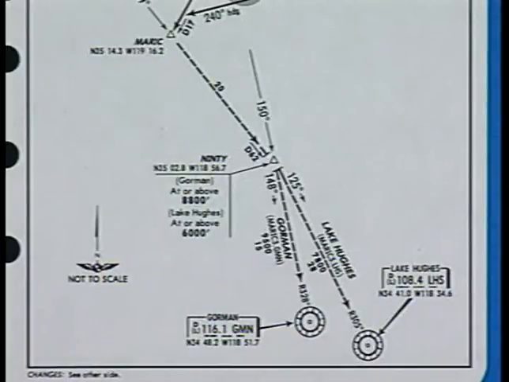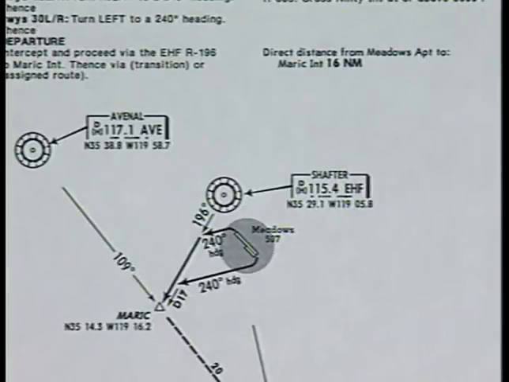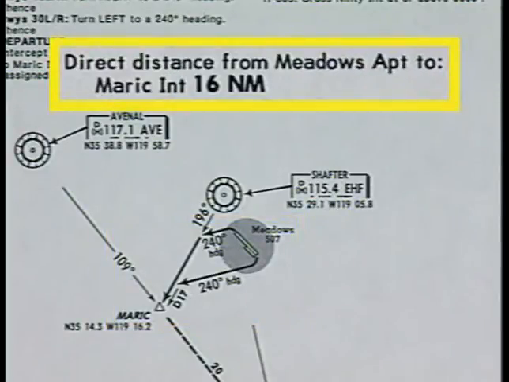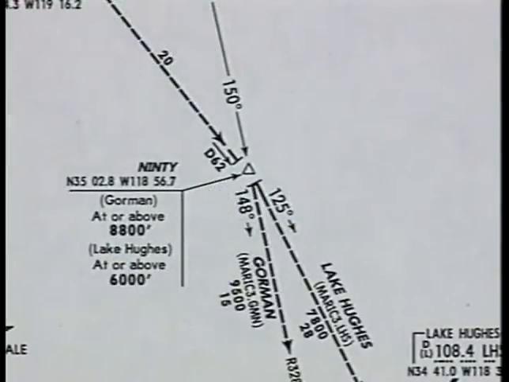When DP charts cover large geographical areas, they may not be drawn to scale. This means distances cannot be accurately measured with a plotter. On some DPs, the distance from the airport or runway to the DP fix will be given, such as direct distance from Meadows Airport to Merrick intersection, 16 nautical miles. This value is included to help you determine the approximate mileage for flight planning purposes. However, actual track mileages are depicted along the transition routes.